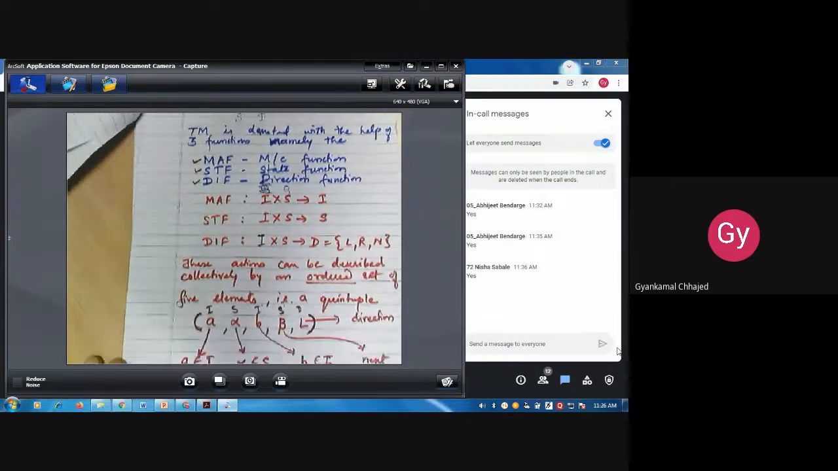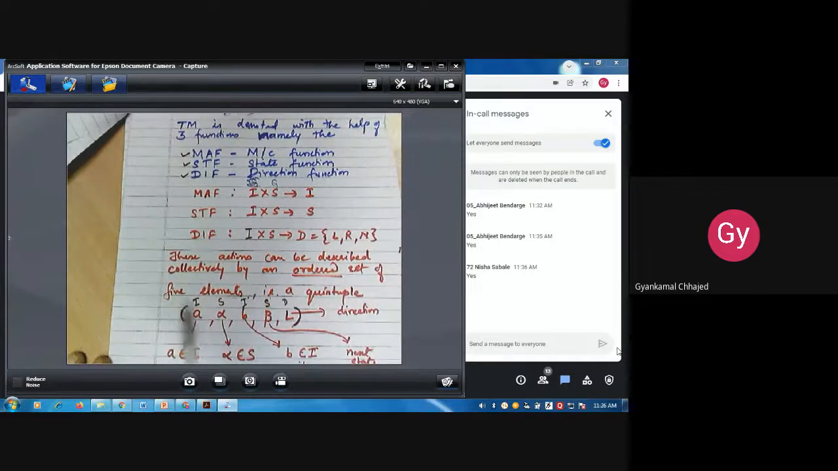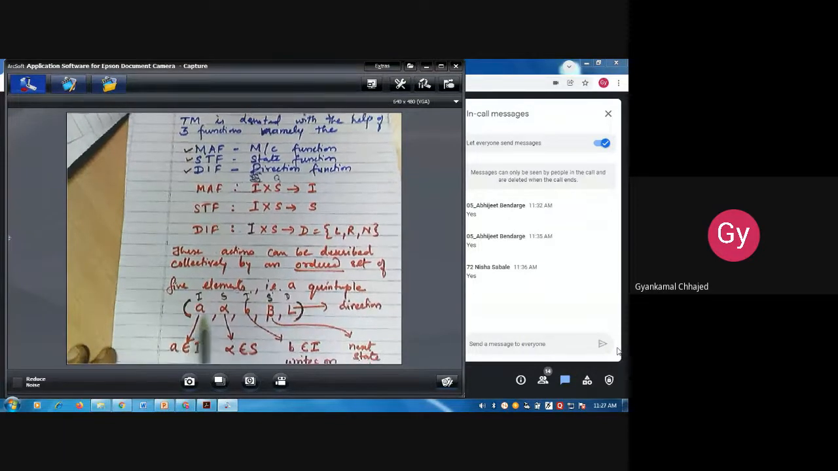Now, this action can be described collectively by an ordered set of five elements, that is, a quintuple: A, alpha, B, beta, and L, where A will be your input, which is whichever symbol is read.